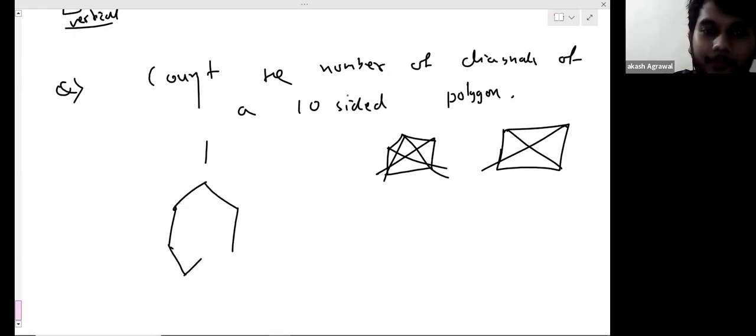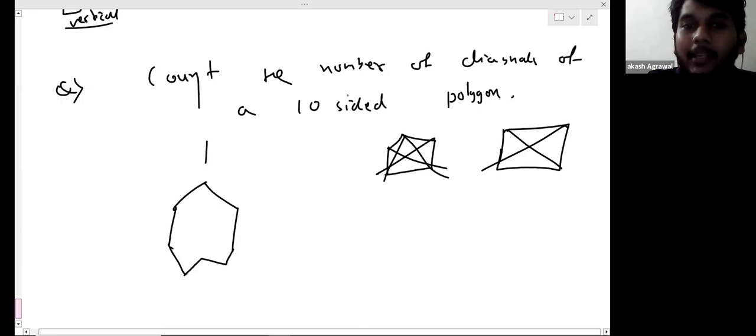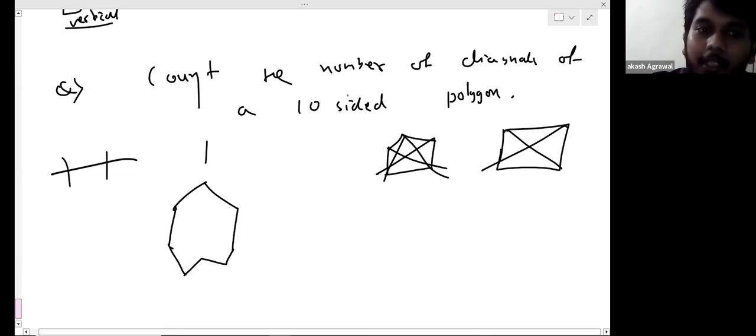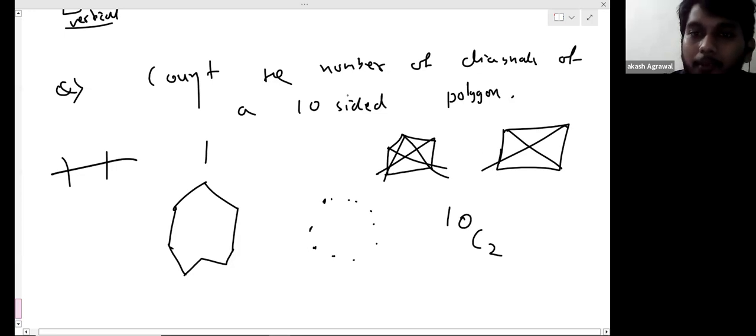See, to get a diagonal, again, a diagonal is a straight line. Yes or no? Right? And to get a line, we only need 2 points. So if it is a 10-sided polygon, that means we have 10 points to choose from. So we need only 2 points. 10C2. Right? Because joining any 2 points will get us a line.